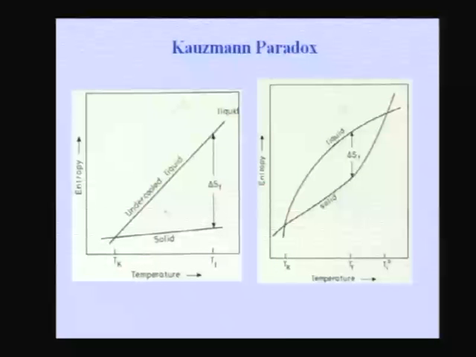Kauzmann was the first person to talk about this, I think it is about 1952 or so. So, that was the time people came across this, and this is what is called the Kauzmann paradox. Okay. And the temperature at which this happens is called Tk, the Kauzmann temperature, or ideal glass transition temperature.